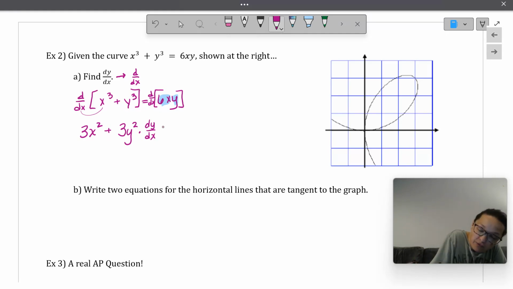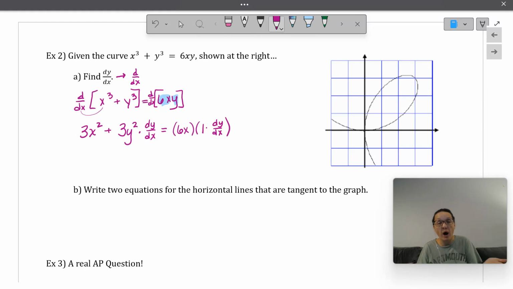So the first times the derivative of the second. The derivative, with respect to x, of y is going to be 1 dy dx. Because the derivative of y, if I just walked up to you and said, hey, what's the derivative of y? You'd probably say 1. But it's a y, so I have to leave behind dy dx. Plus the second times the derivative of the first. The derivative of 6x is 6. Okay. Ooh, I got 2 dy dx's.